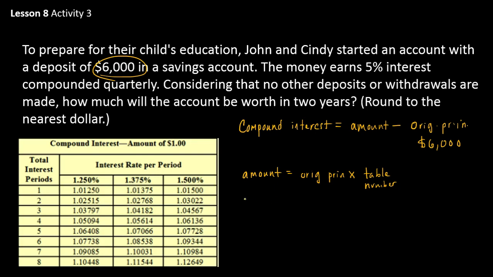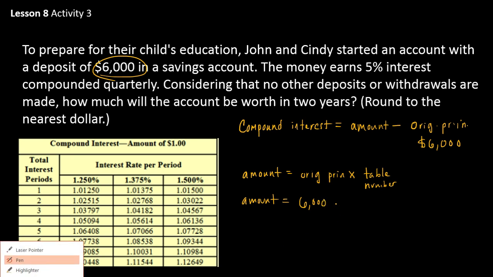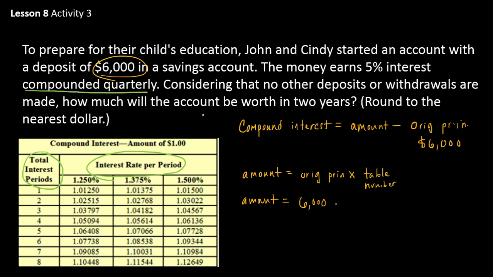So to solve for amount, again, we're going to take our original principal of $6,000 and I'm going to multiply it by some number from the table. Now to figure out this table number, I need to know the total number of interest periods and I need to know the interest rate per period in order to read this table. So how many interest periods are there going to be? Well, we're told that we have interest compounding quarterly for 2 years. So that means it's compounding 4 times a year for 2 years. So we have 8 periods.